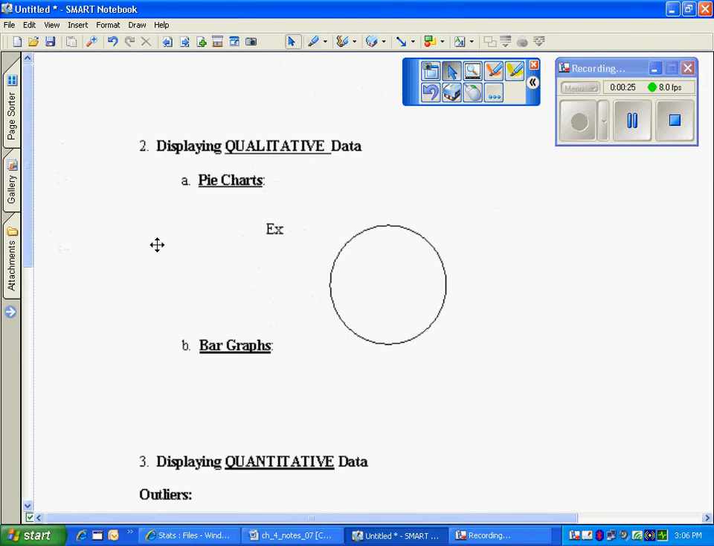So when we want to picture what we call the qualitative data, the qualities about something, and remember they can be numbers, but there's really no order to those numbers, and I have no mathematical operations that apply, we are going to look at those in two different ways. We have pie charts, sometimes called a circle graph, and we have bar graphs.